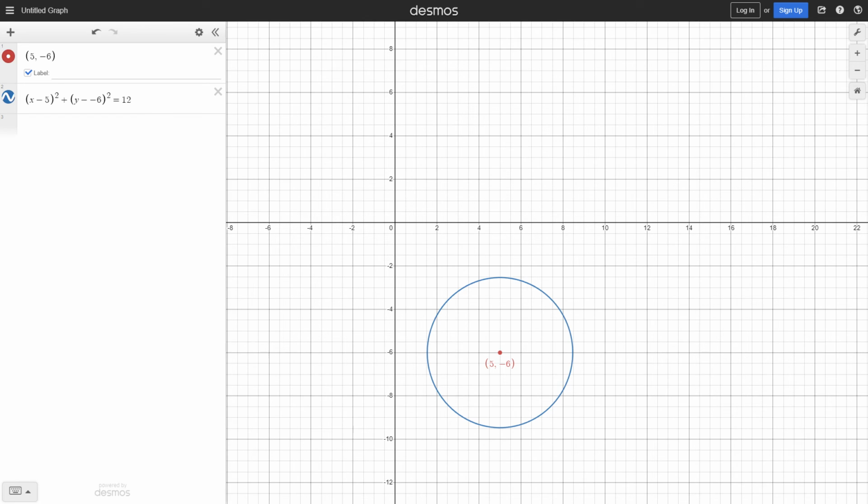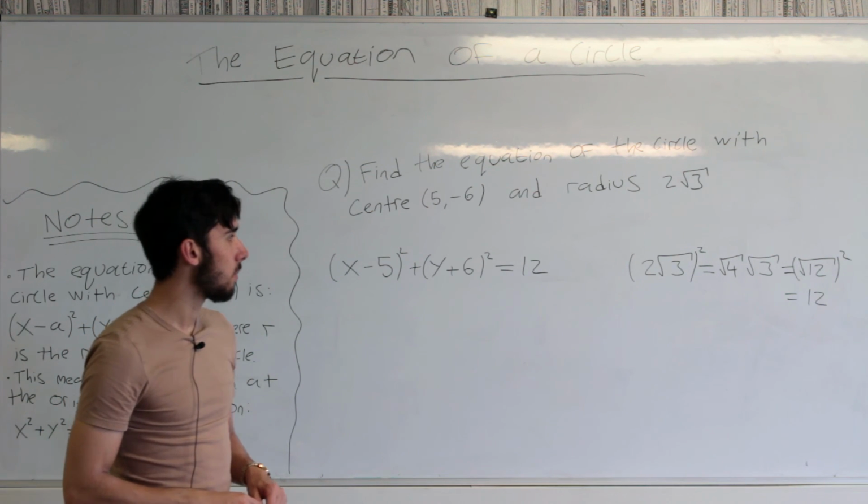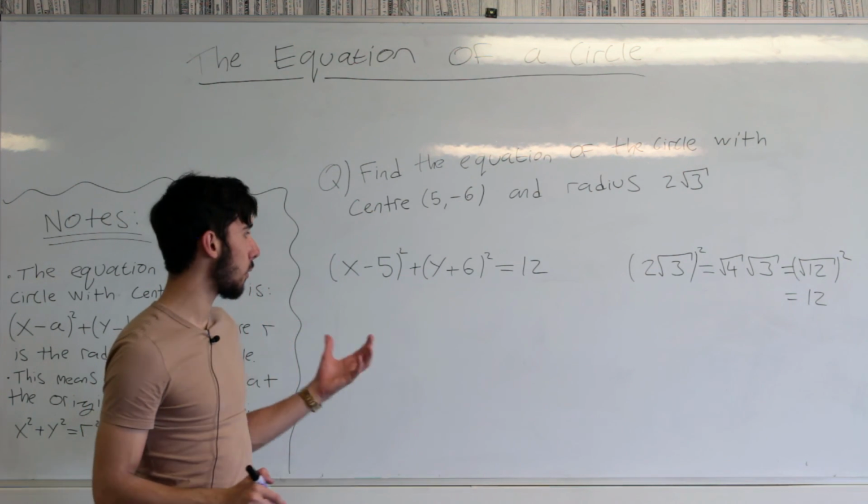Again, it's going to go up on Desmos and you can see what it really looks like. You can just look at it intuitively. Think about the center. The center should be at (5, -6). And then if you look at the radius, you do indeed get that the radius is 2 root 3. But we use 12 in the equation.